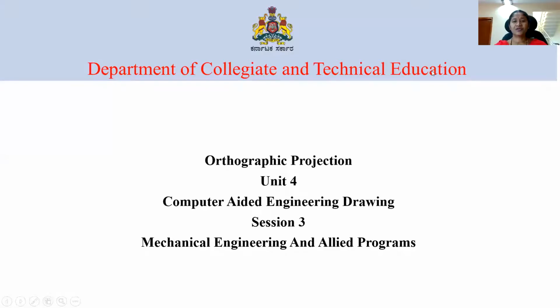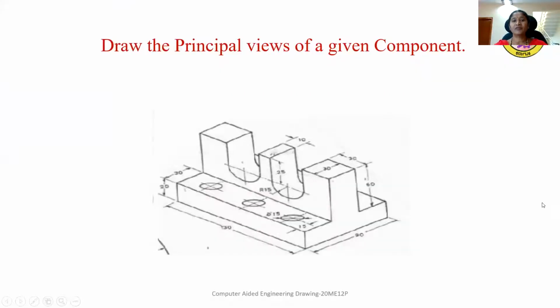Welcome to the third session of Orthographic Projection, Unit 4 of Computer Aided Engineering Drawing for the Mechanical Engineering Program and Allied Programs of Mechanical Engineering. In this session, we are going to draw the three principal views for the given component. So this is the given component. For this component, we are supposed to draw the front view, side view and the top view, both in the sketchbook as well as in AutoCAD.